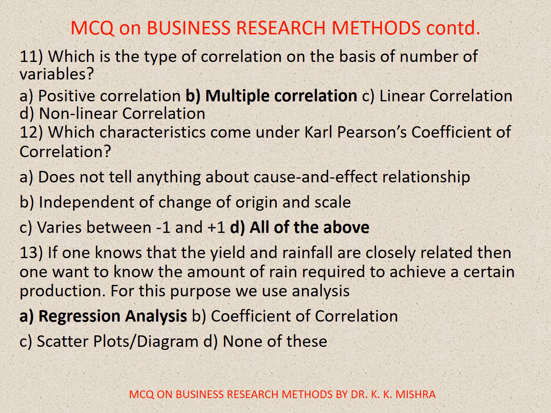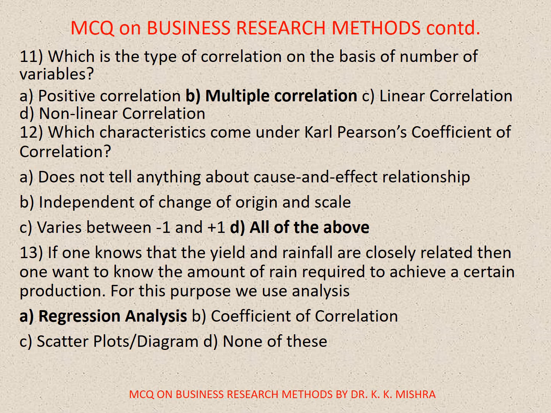Question number 11. Which is the type of correlation on the basis of number of variables? Options are A. Positive correlation, B. Multiple correlation, C. Linear correlation, D. Non-linear correlation. Correct option is B. Multiple correlation.